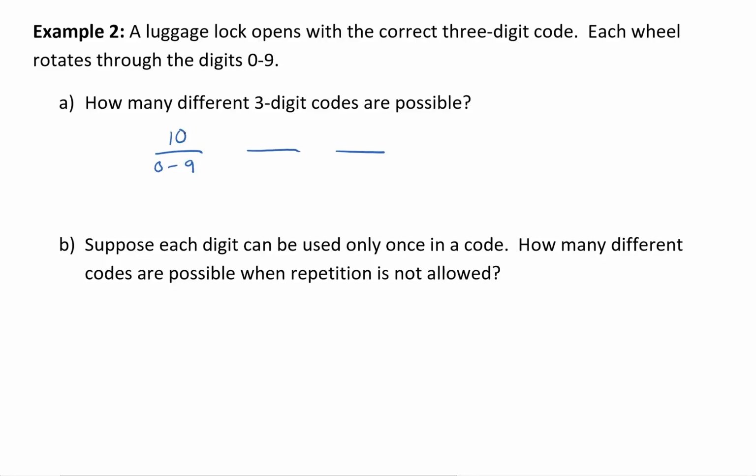There's 10 different values. I could use the numbers 0 to 9 for the second one, and 0 to 9 for the third one. So when I multiply the 10 outcomes by the other 10 by the other 10, I end up with 1,000 different possible codes to be used on this luggage lock. Okay, so where can this be applied?